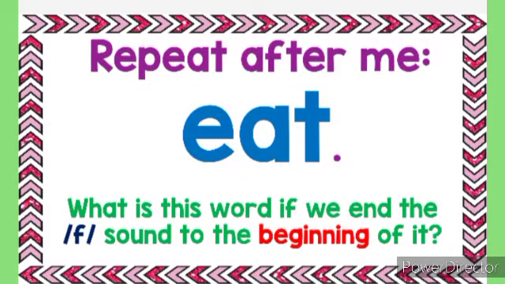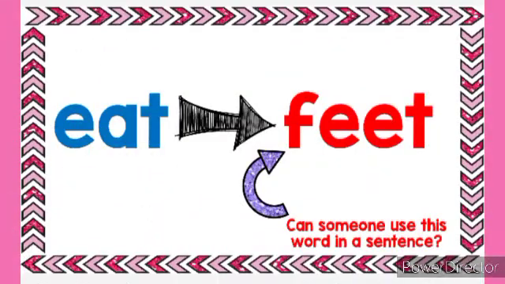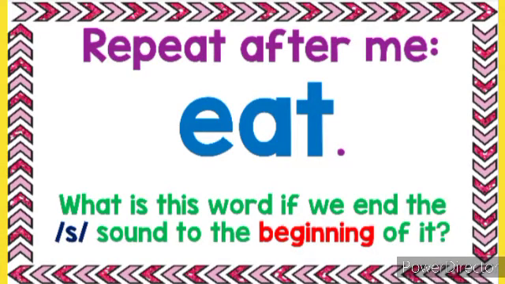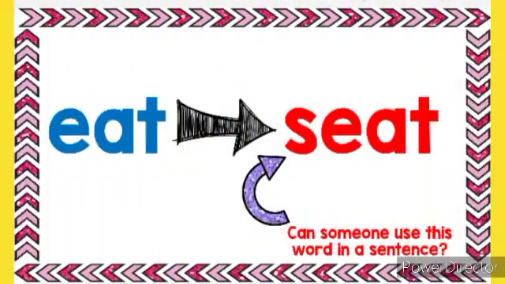Say the word eat after me again. Eat. Now what if we add the sound F to the beginning of the word? F, eat. Beautiful. It is feet. Say the word eat after me again. Eat. Now add the sound S to the beginning of the word. S, eat. Wow. It is seeds. It turned into seeds.